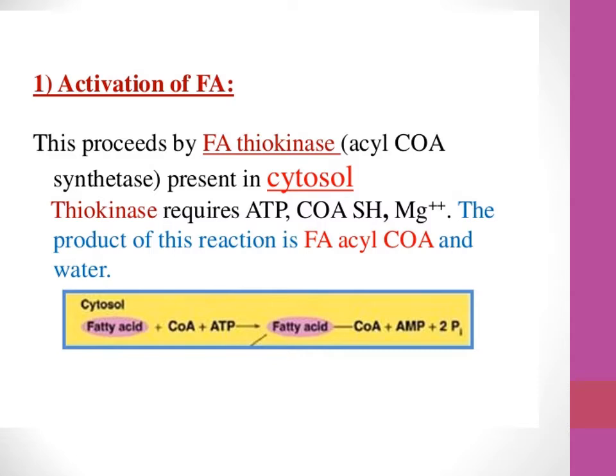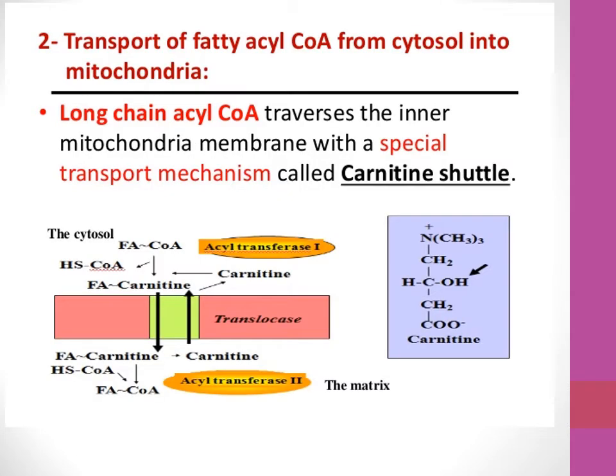In first step, activation of fatty acid. This process is catalyzed by the fatty acid thiokinase enzyme present in cytosol, and this enzyme requires ATP, coenzyme A, SH group and magnesium. The products of this reaction are the fatty acyl coenzyme A and water.